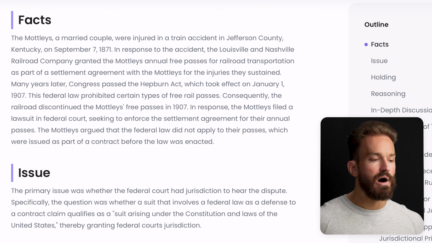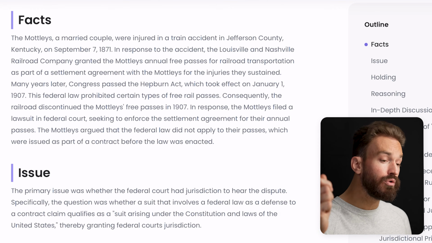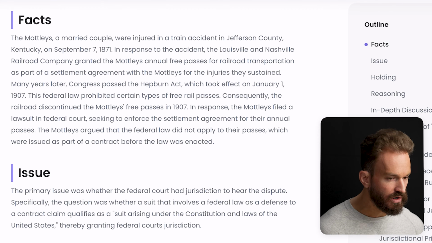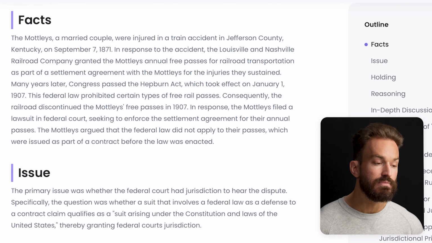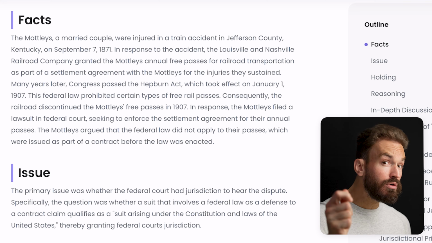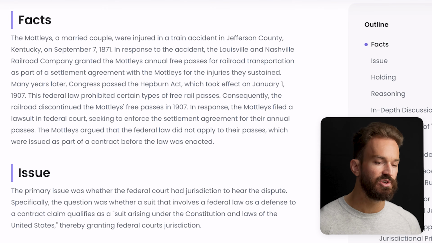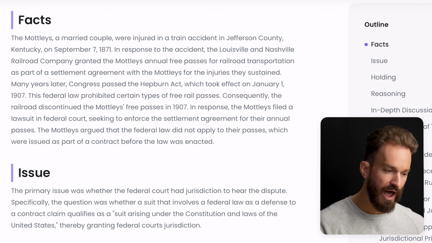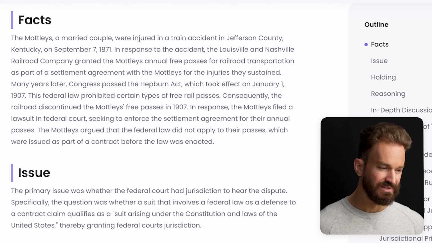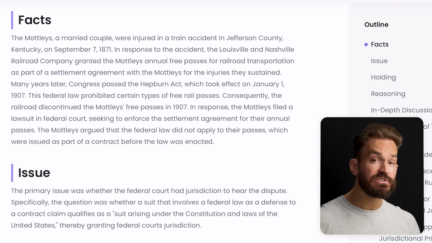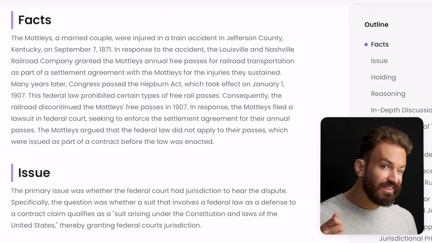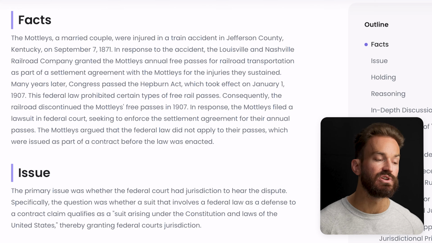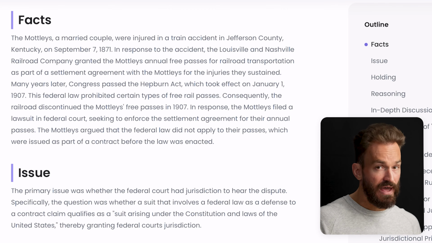In response, the Motleys filed a lawsuit in federal court seeking to enforce the settlement agreement for their annual free passes. The Motleys argued that the federal law did not apply to their passes, which were issued as part of a contract before the law was enacted. So here, the Motleys' claim is based on state contract law, but they're anticipating a defense based on federal law, the Hepburn Act, so they're filing their action in federal court.